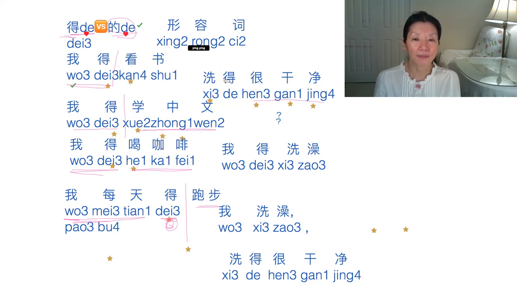This de comes after a verb. This is after verb, okay. Look, this one is 洗得很干净, okay. What de 洗澡? This one is a different way, because 洗澡 takes a verb. This is different here, right? This one here is a verb.